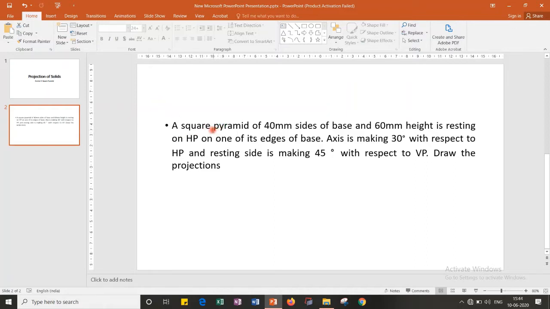In this question, it is clearly mentioned that it is a square pyramid, so the given object is a pyramid of base dimension 40 mm and height 60 mm. Then identify what the inclination is with HP and also with respect to VP. Here the axis is making 30 degrees with respect to HP and the resting side is making 45 degrees with respect to VP. You have to note down these two things: the axis inclination with respect to HP, and whether the resting side or the axis is making a certain inclination with respect to VP.